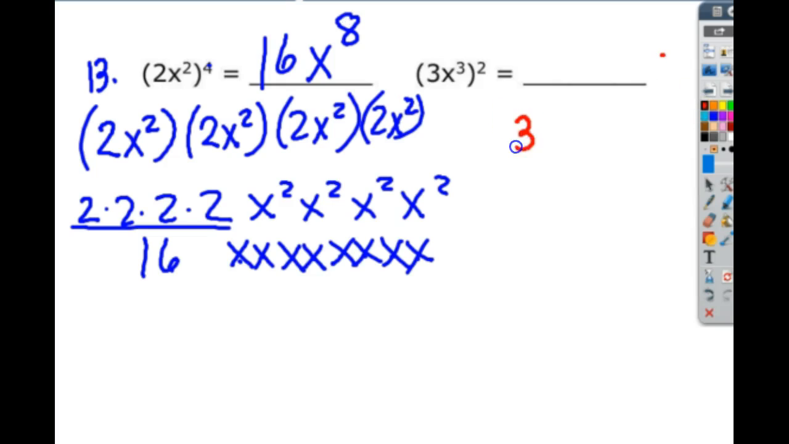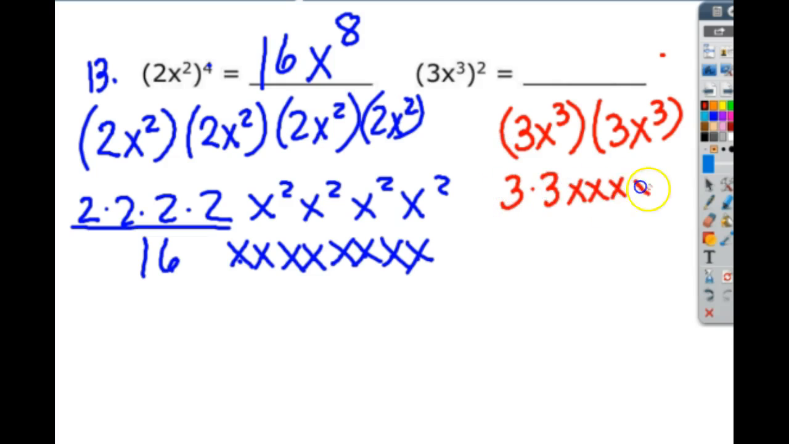This will be 3x to the 3rd power times another 3x to the 3rd power. You're going to multiply your numbers together. 3 times 3 is 9. So this is called expanding. We are expanding so that we can simplify. Expand first and then simplify.